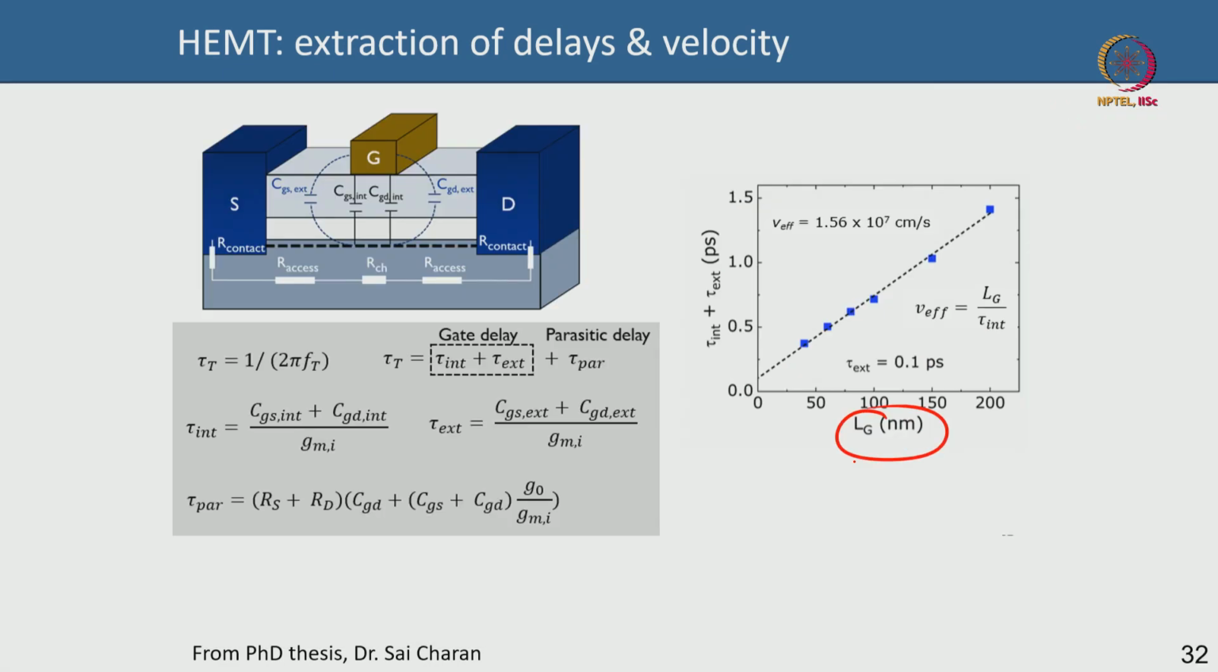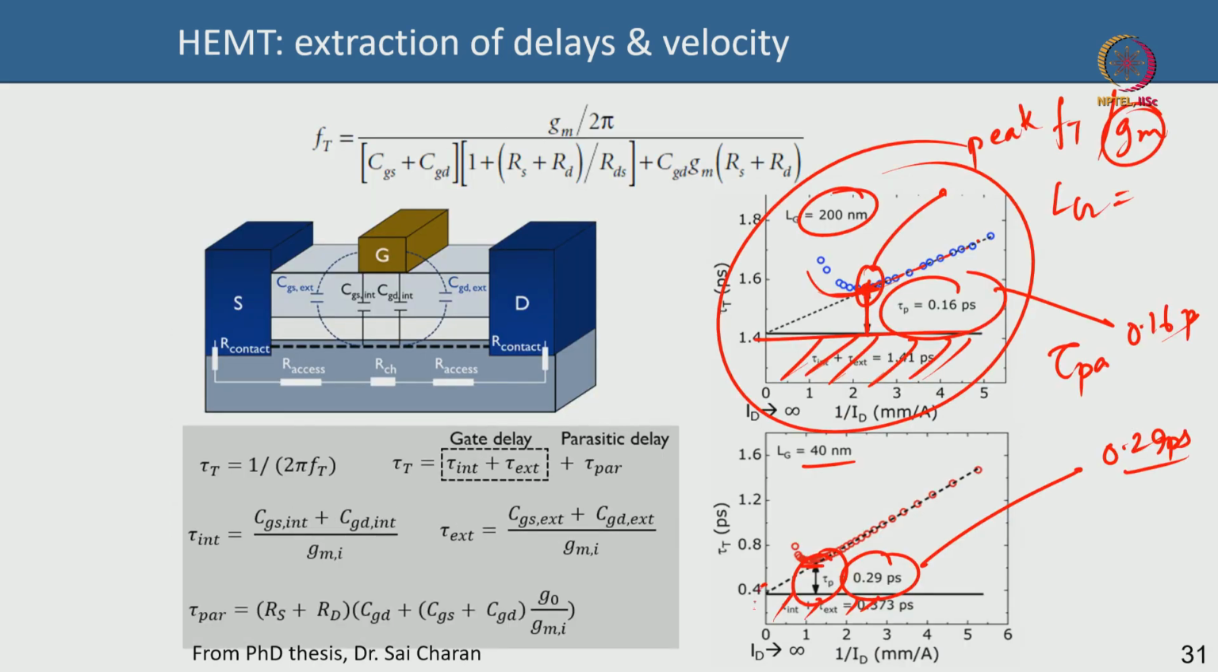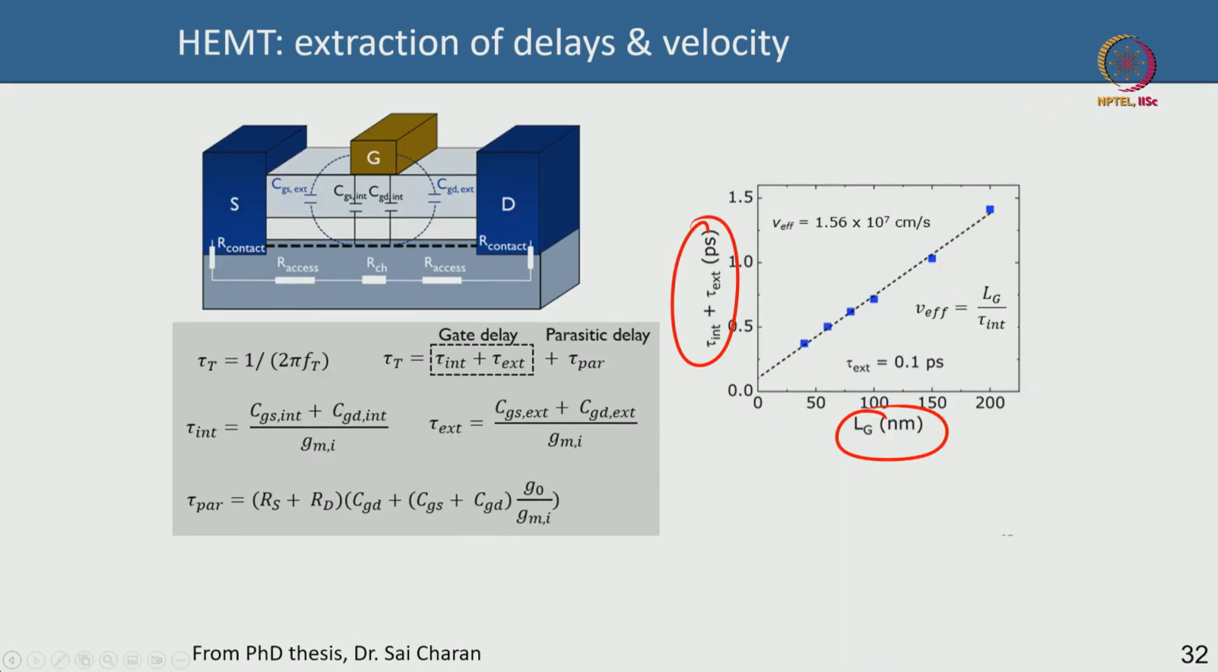So you plot with respect to gate length the different extrinsic plus intrinsic delay. You are plotting this quantity there. So you are able to get different data points, and they will all lie in a straight line like this. The slope of this line is your velocity, because this is your delay and this is your gate length. However, this intercept here will give you the extrinsic delay. This is 0.1 picosecond here.